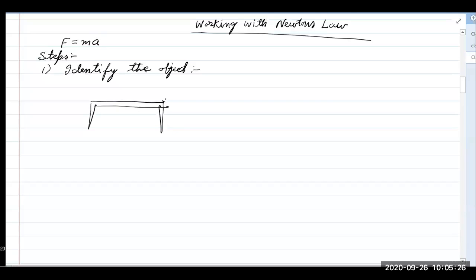For example, I am giving you an example. Suppose I have these two objects. If I pull this object here, then a and b will have common acceleration, so a and b can be taken together.